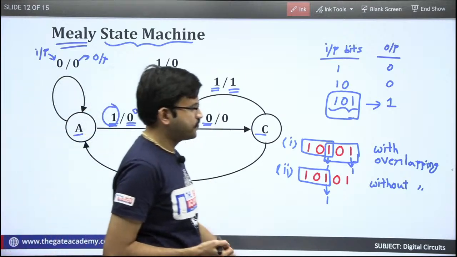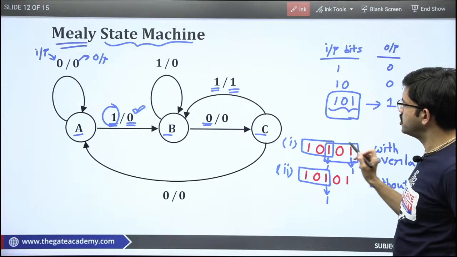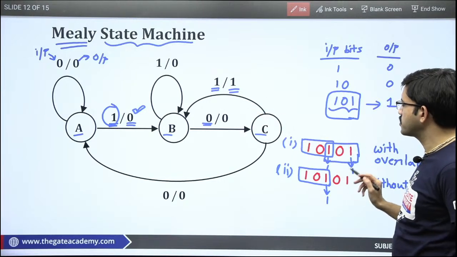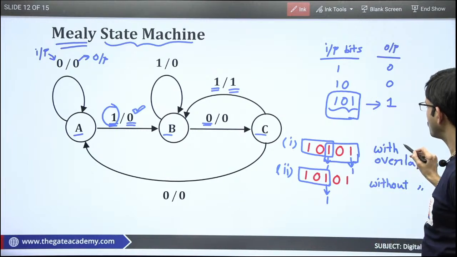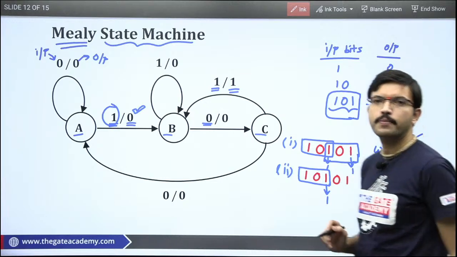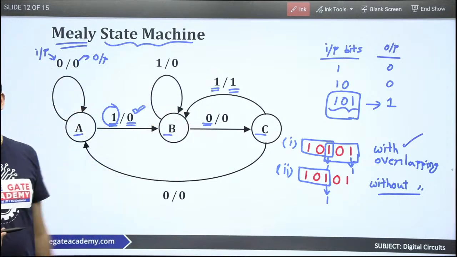Just observe. If you are having any doubt, you can give 1 0 1 0 1 like this as an input. So how many times are you getting output as 1? From there you will come to know. If you are getting output 1 two times, that means with overlapping. If you are getting it for only one case, that means it is without overlapping. Yeah, very good Aswin. It is with overlapping.